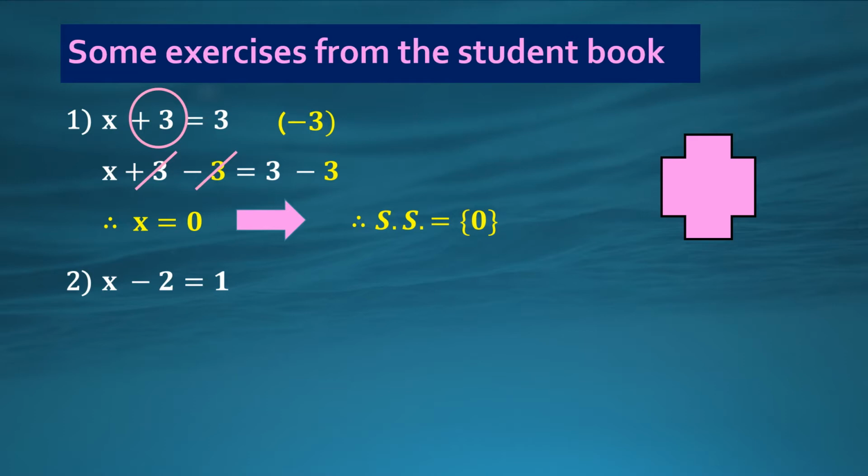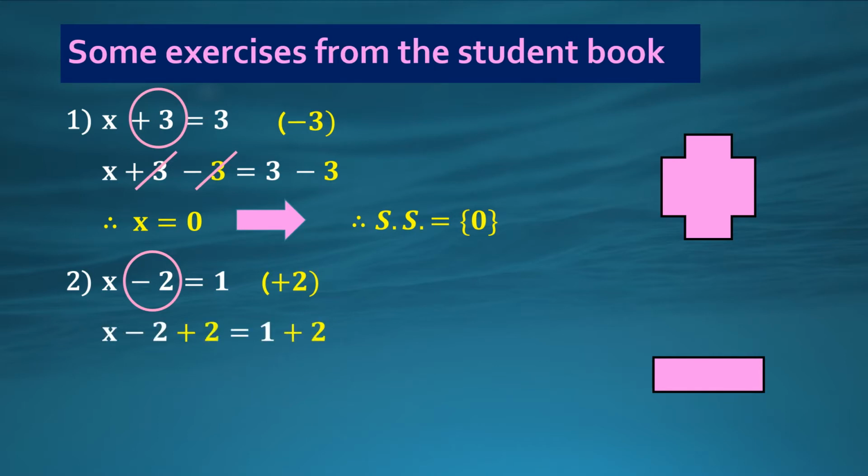In number 2, we have x minus 2 equals 1. By using our rule, the golden rule, the subtraction operation, the opposite operation of it will be the addition operation. So by adding 2 to both sides, we will get x minus 2 plus 2 equals 1 plus 2. The left side will be equal x and the right side will be equal 3. So x will be equal 3 and the solution set equals the set of 3.